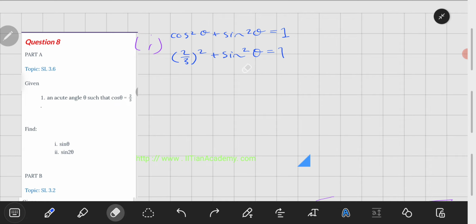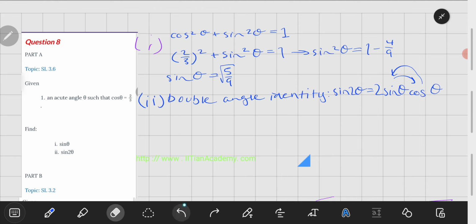And then if we isolate for sine squared theta, we get sine squared theta is equal to 1 minus 4 over 9. And we can, of course, do the subtraction and take the root of our right side to isolate for sine theta, which is equal to root 5 over 9. And that's our answer for question I.